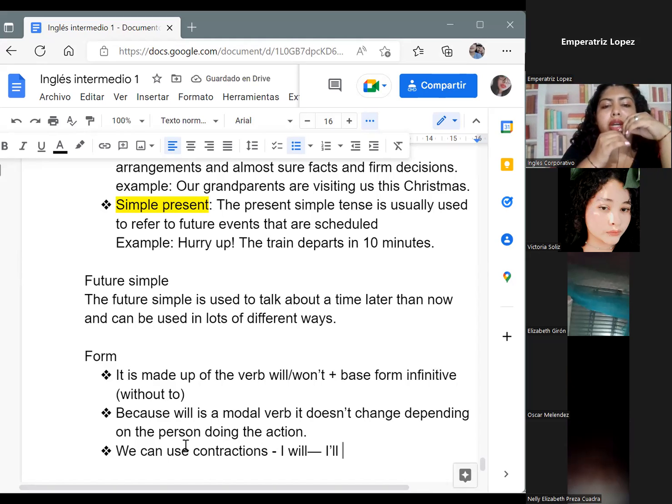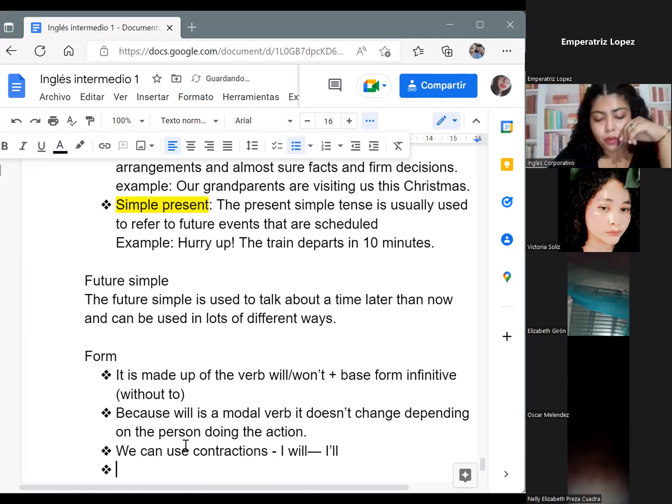So in number 3, we have that we can use contractions as with other auxiliaries or other modal verbs that we can use in English. So in this case, you can use the contractions to make a short sentence. In that case, you take less time explaining things because you're not using the whole thing. And you can use the contractions and it has the same meaning. So it's not going to change the meaning of the sentence a lot.